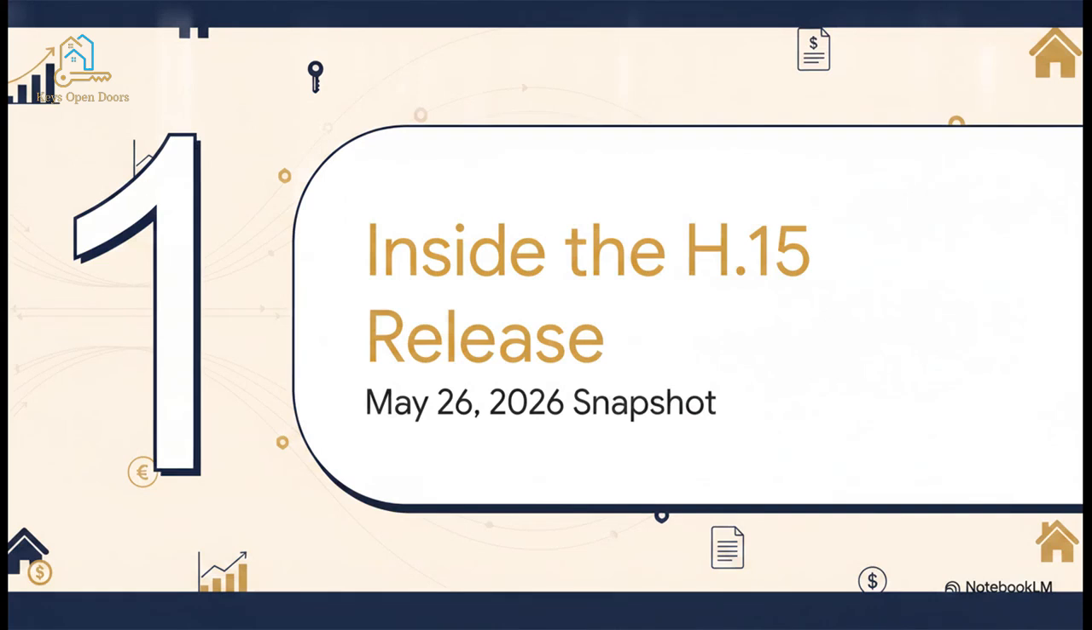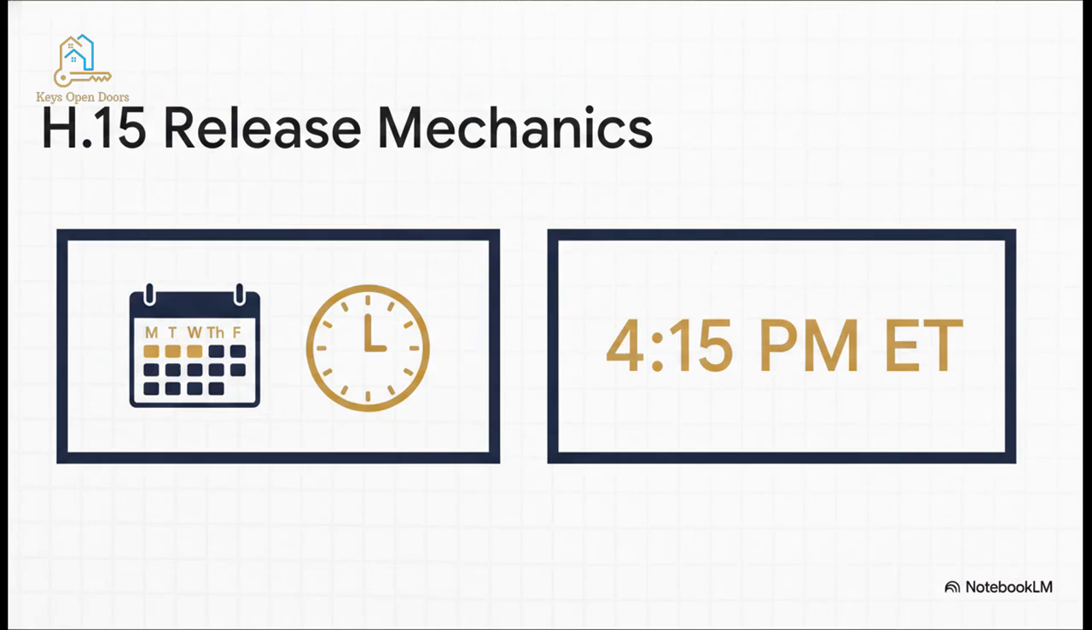Section 1. Inside the H.15 release, looking specifically at the May 26, 2026 snapshot. Okay, let's dive into this. The H.15 isn't just some arbitrary report they put out whenever they feel like it. It operates with absolute bureaucratic clockwork. It's posted every single day, Monday through Friday, at exactly 4:15 p.m. Eastern Time, unless it's a holiday, of course. And whenever you look at these yields, you are always looking at them in percent per annum. This kind of ironclad consistency lets the entire global financial system synchronize its watches every single afternoon.